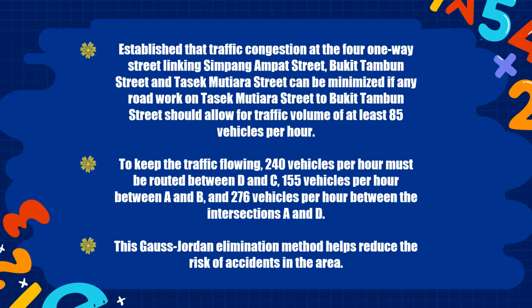Therefore, to keep the traffic flowing, 240 vehicles per hour must be routed between D and C, 155 vehicles per hour between A and B, and 276 vehicles per hour between the intersections A and D, respectively. This Gauss-Jordan elimination method helps reduce the risk of accidents in the area.